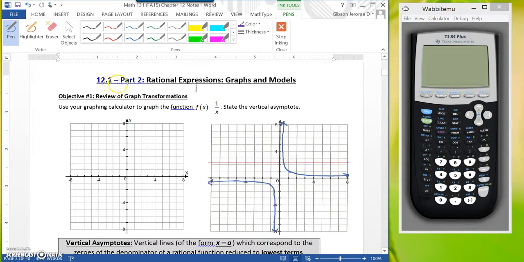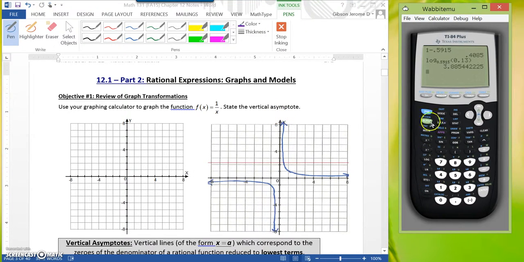Okay, class, now we move on to 12.1 Part 2, Rational Expressions, Graphs and Models. Objective number 1, Review of Graph Transformation. Using your graphing calculator to graph the function f of x is equal to 1 over x, state the vertical asymptote. Now what we would do is we would turn on our calculator, press our y equals, and we would clear out these values, and then we could just type in 1 divided by x and press graph.